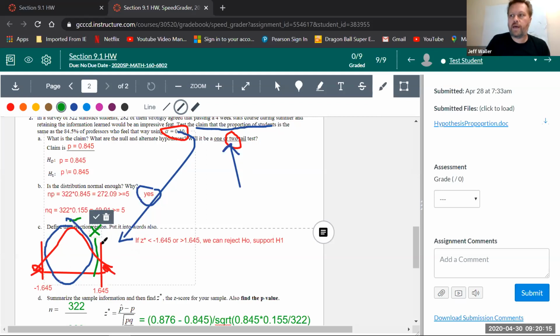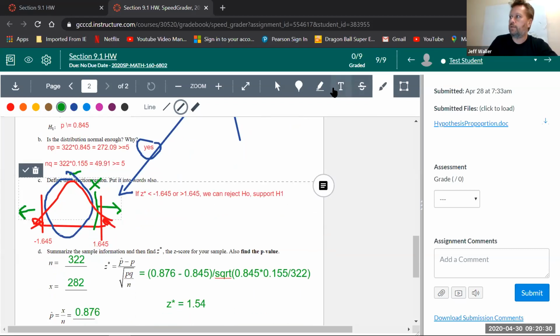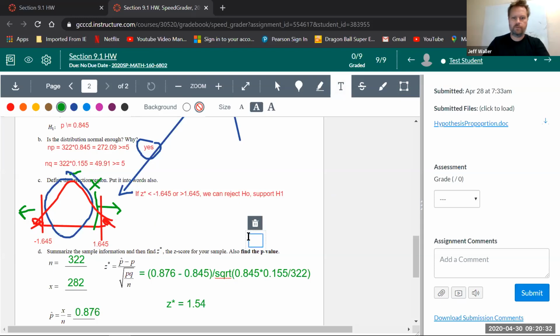So the p-value is the area in the tail or tails that your Z-star makes. So the p-value is actually going to be like that. We double it just to make it fair because it's a two-tail test. So the p-value comes out to be, what was it, 0.1236? What did you guys say?